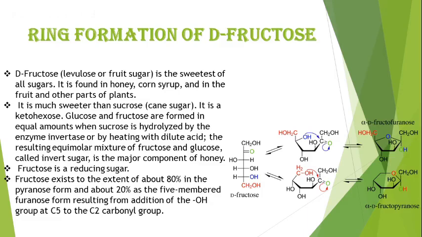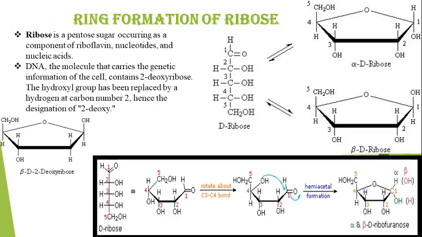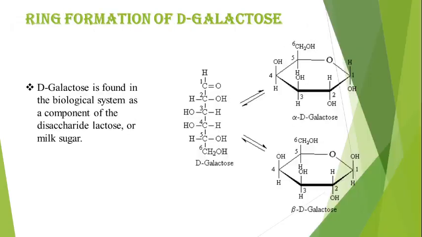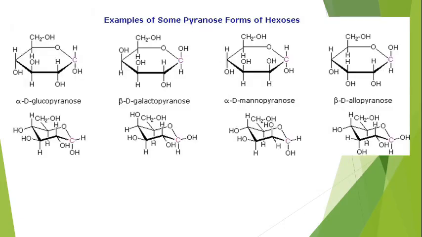D-fructose, the sweetest sugar, forms a ketose structure and is a major component of honey and fruit juices. Ribose, a pentose sugar, is a key component of riboflavin, nucleotides, and nucleic acids, with a unique structure in DNA. D-galactose, found in lactose or milk sugar, forms a ring structure similar to glucose but with different configurations. Hexoses can form various pyranose structures, each with unique properties and functions.